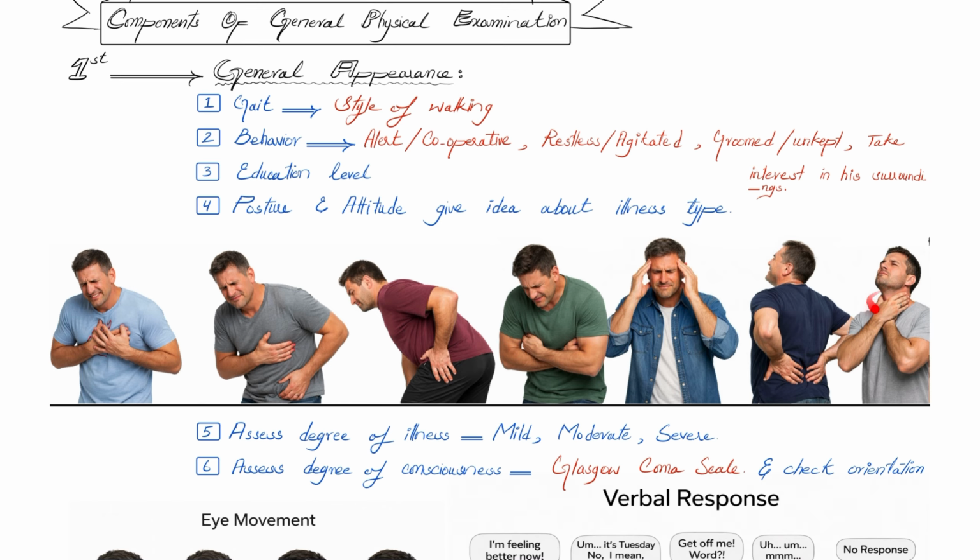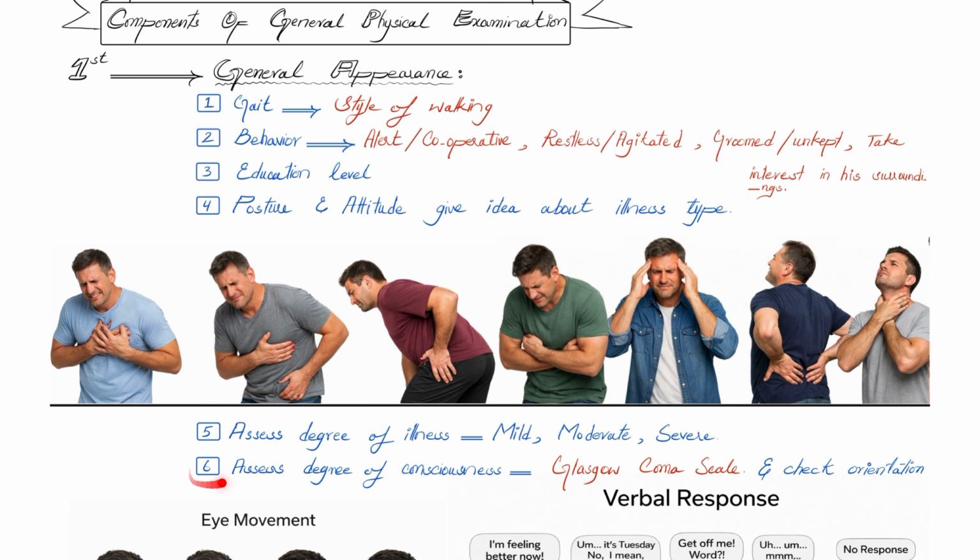And if the patient is holding or rubbing the throat, it may suggest throat pain or difficulty swallowing. Then the fifth thing in the general appearance is to assess the degree of illness. It can be mild, moderate, severe, or extremely excruciating.